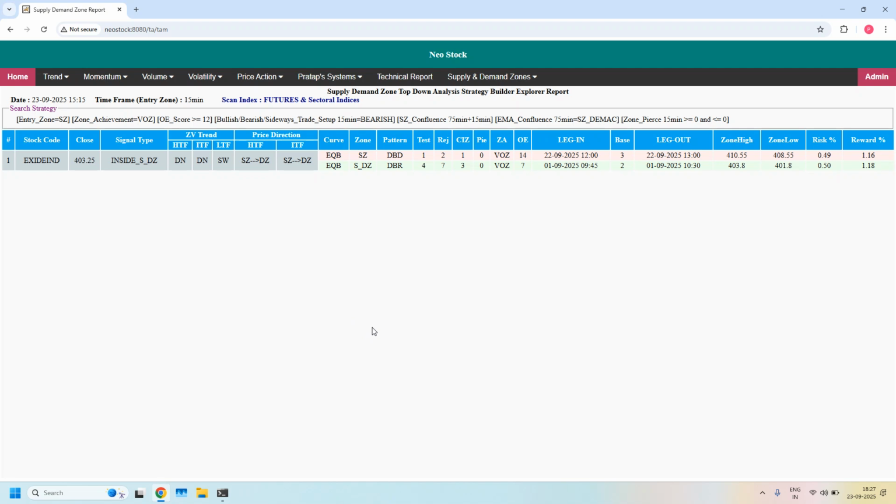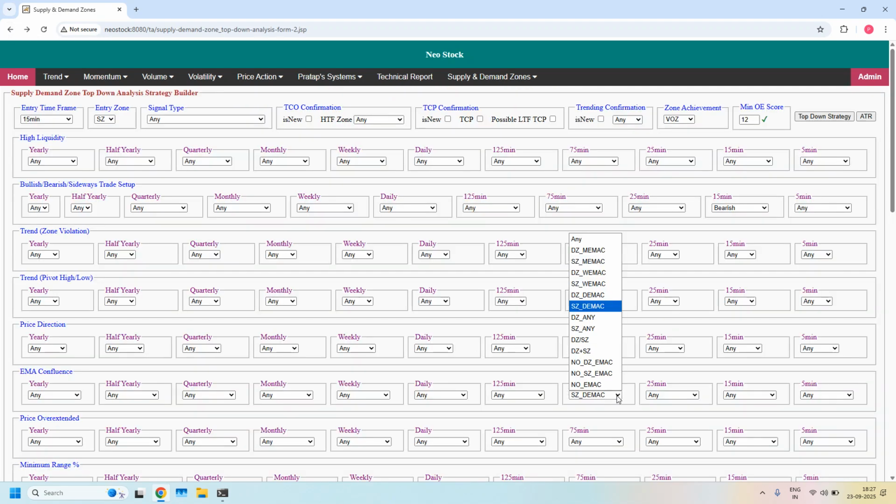Okay, next let us look into LTF, ITF and even HTF supply zone confluence supported stocks, and then HTF supply zone with HTF EMA confluence. Let us apply the second strategy based high probability zones. Let us identify. So I am going back, removing this ITF EMA filter.